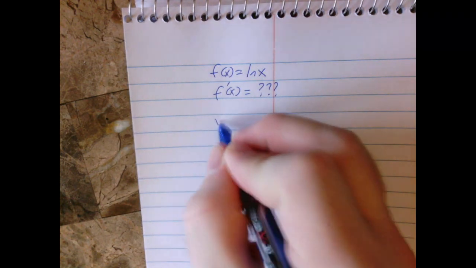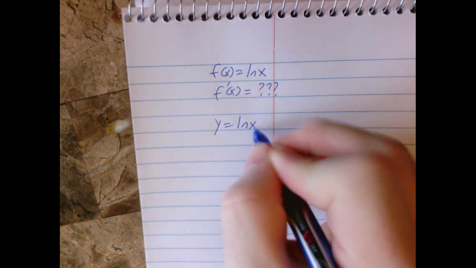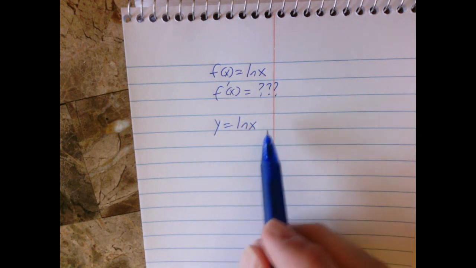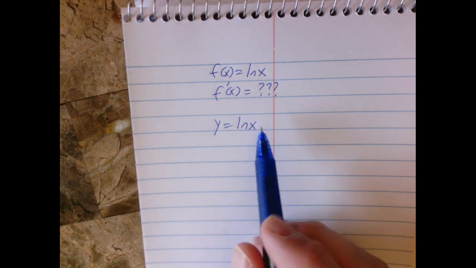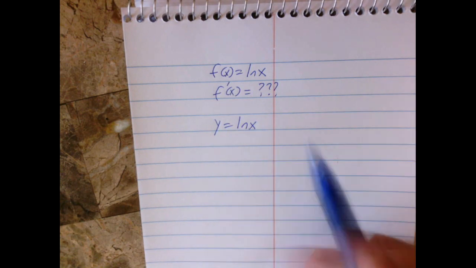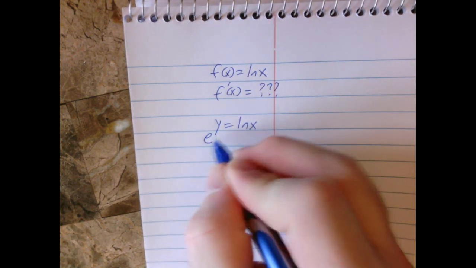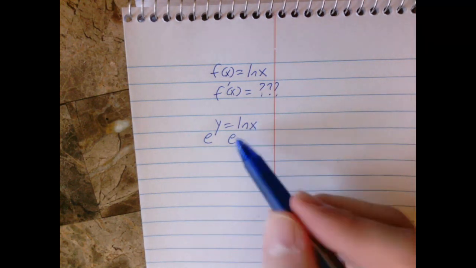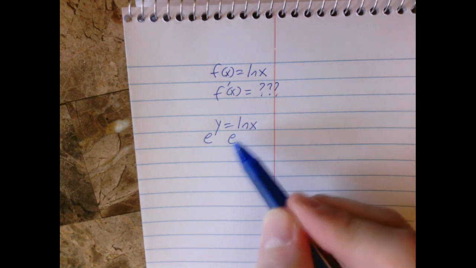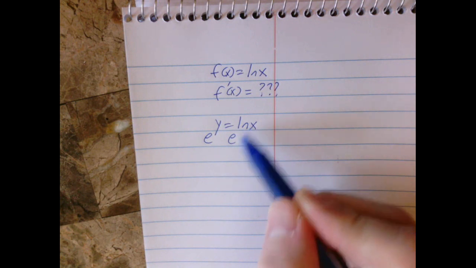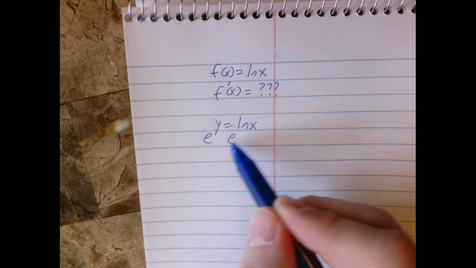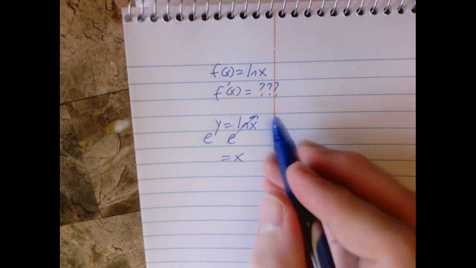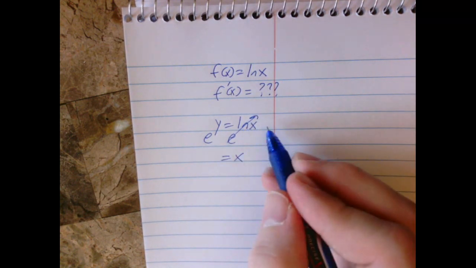So let's just suppose we let y equal natural log of x. Well, we can do some manipulation to this to try to figure out what its derivative is by exponentiating both sides. So basically take e and raise it to both sides of the equation. If you remember back in your algebra 2 days, natural log of e and e to the natural log are again inverses of each other, so you end up with simply x. So e to the natural log of x is x, just like the natural log of e is 1.